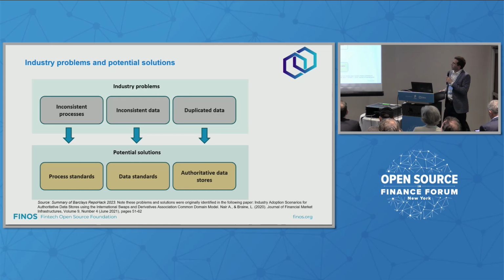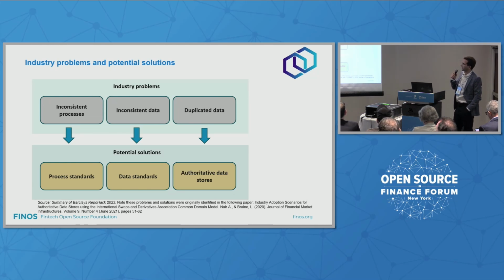So, going back to the high-level industry problems and potential solutions, just to recap on the points that Ian made, looking at inconsistent processes and data along the journey of a securities lifecycle, which changes its form and shape multiple times, which leads to manual intervention, breaks, and prevents STP. But also there's a significant amount of duplicated data.